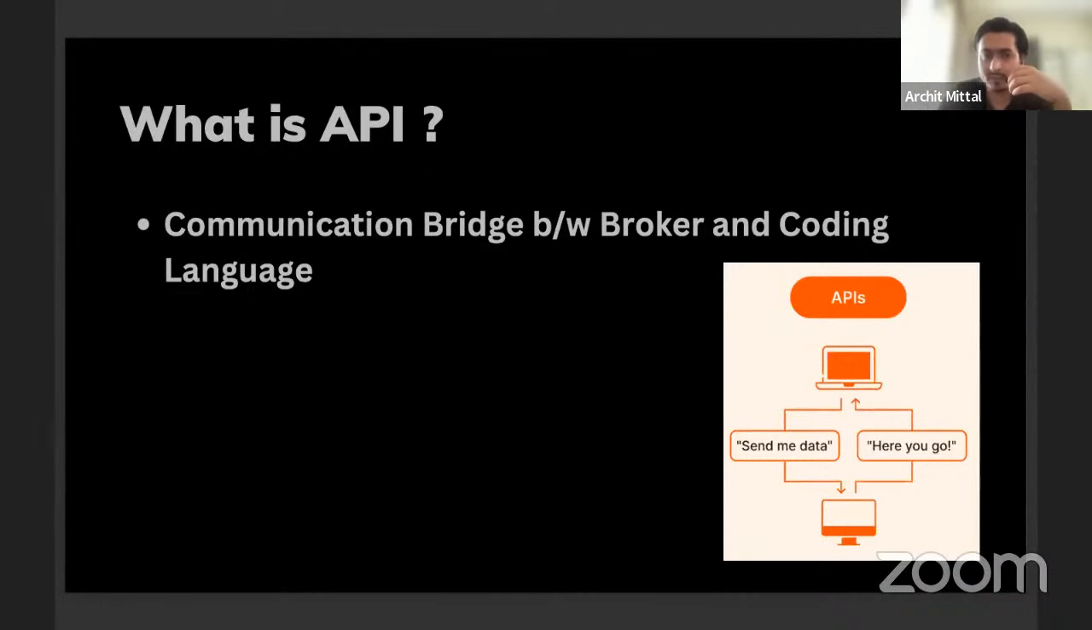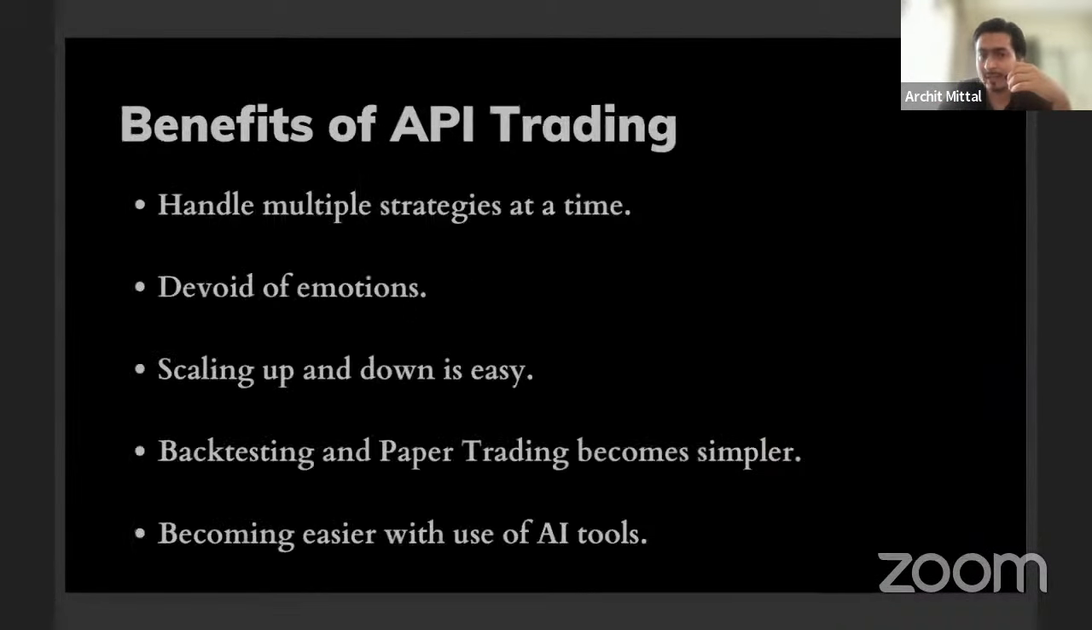The second thing, when we move ahead: why do we require an API? And is API trading the same as no-code trading? What is the difference between these things?